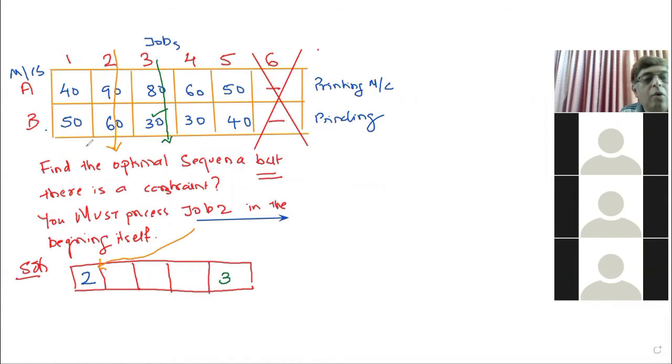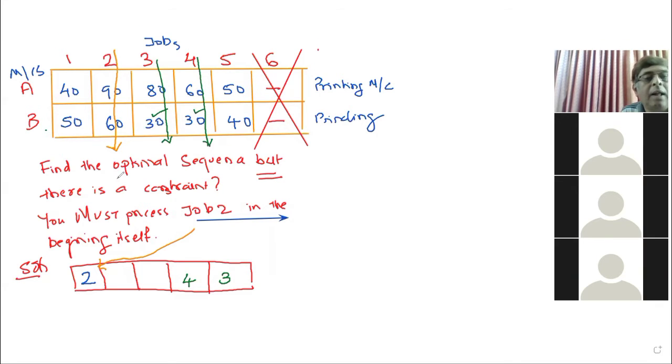Next minimum I have to find out. Next minimum is again 30 here. It is corresponding to the second machine. So I have to process job number 4 last of all because it is corresponding to the second machine. So last of all means I will process it here. So this job and timing is also gone.